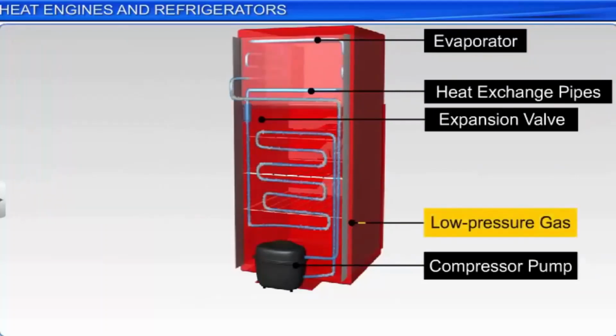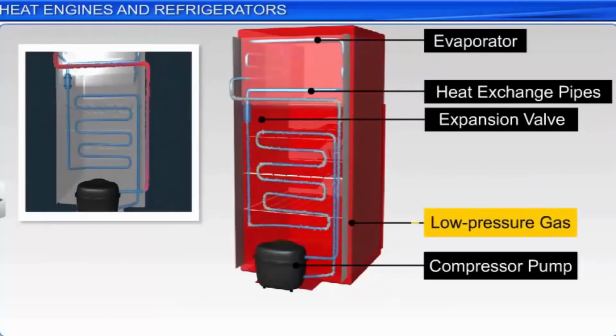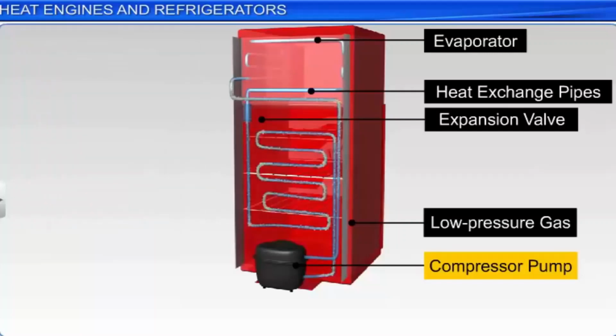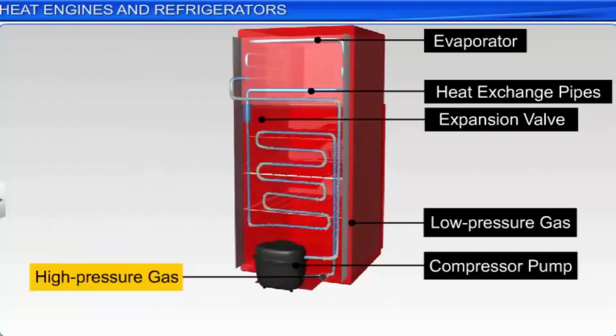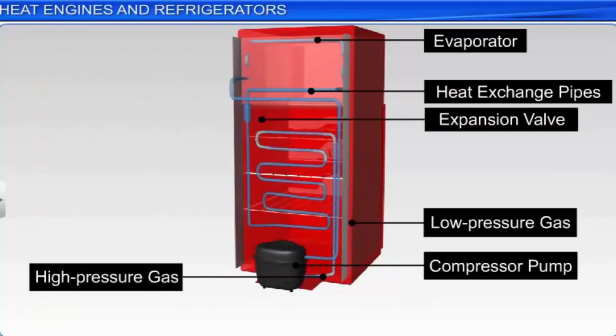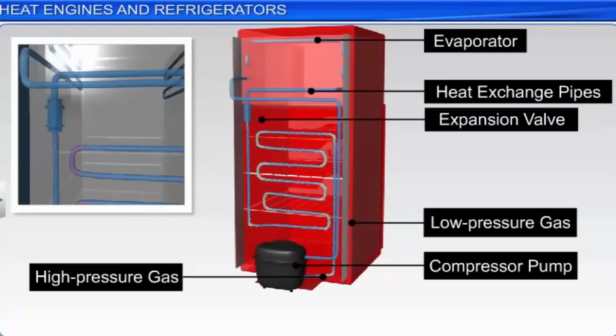The compressor does some work on the vapor, and as a result, the pressure and temperature of the vapor increases substantially. The high-pressure hot vapor then passes through the exchange pipes located outside and releases heat energy to the surroundings. During the process, the hot vapor condenses to liquid. Then, the liquid refrigerant passes through the expansion valve, and due to sudden expansion, it cools further.